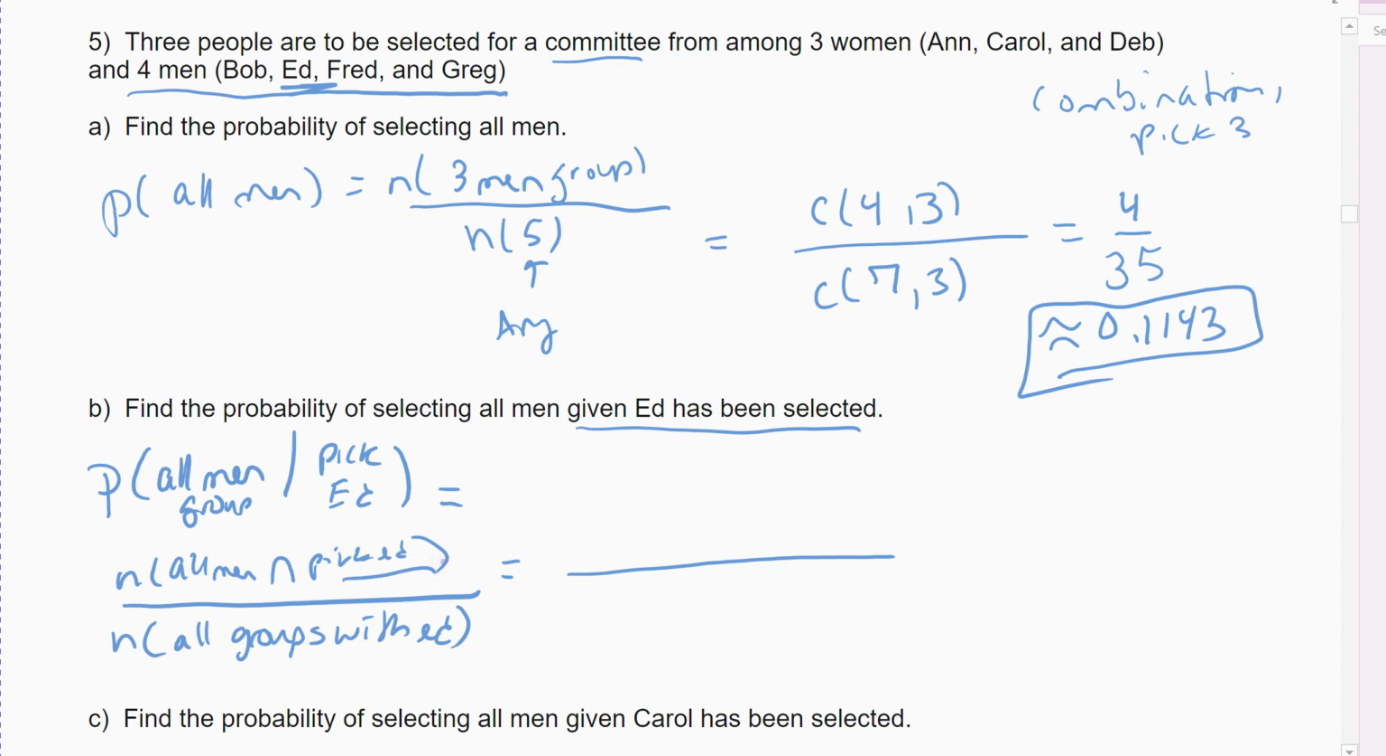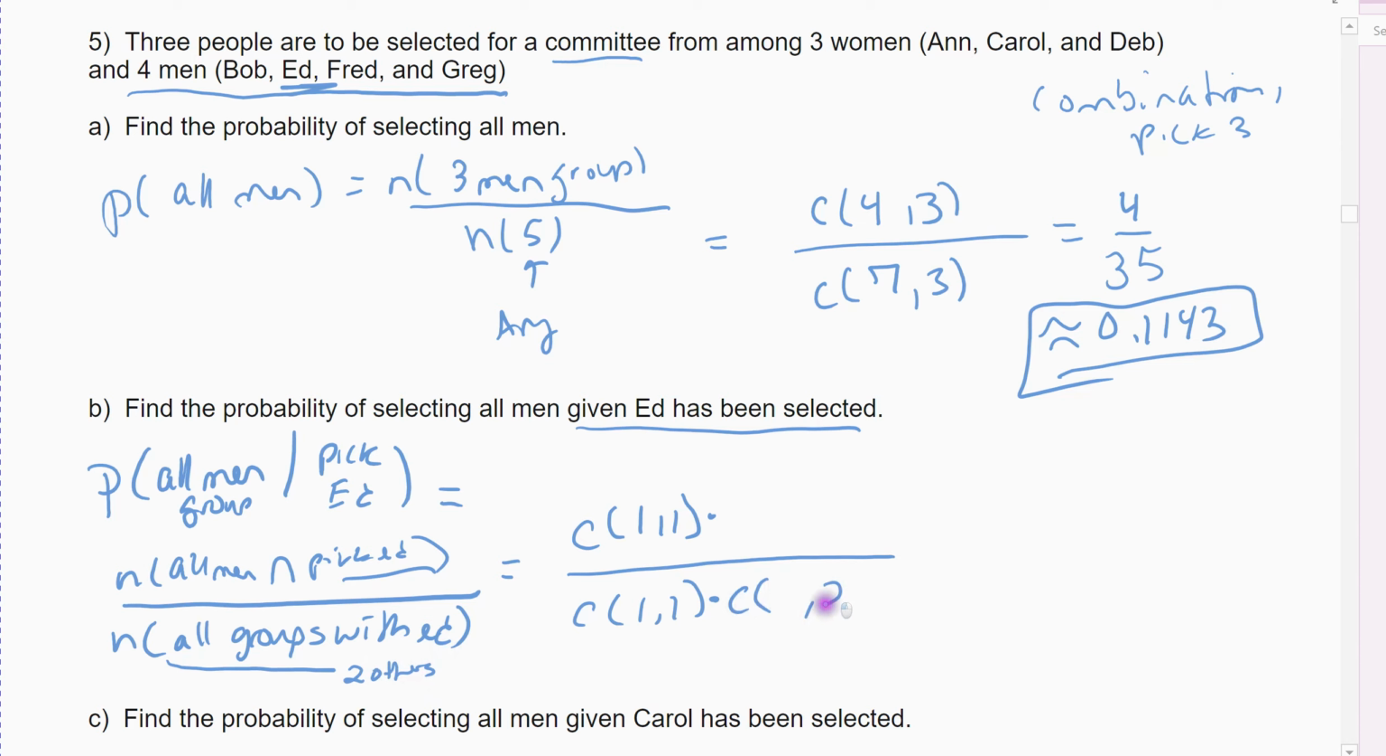I'm going to start with picking Ed first. Combination, I'm going to select Ed. Well, there's only one Ed, so it's combination 1 choose 1. And that's the same in both the numerator and the denominator. I have that choice made. I've selected Ed in my division event and in my numerator, where I've picked Ed and got a group of all men. The difference is, in the bottom, it's all groups with Ed, which means once I've picked Ed, I need to pick 2 others, and they can be any of the others as long as they're not Ed.